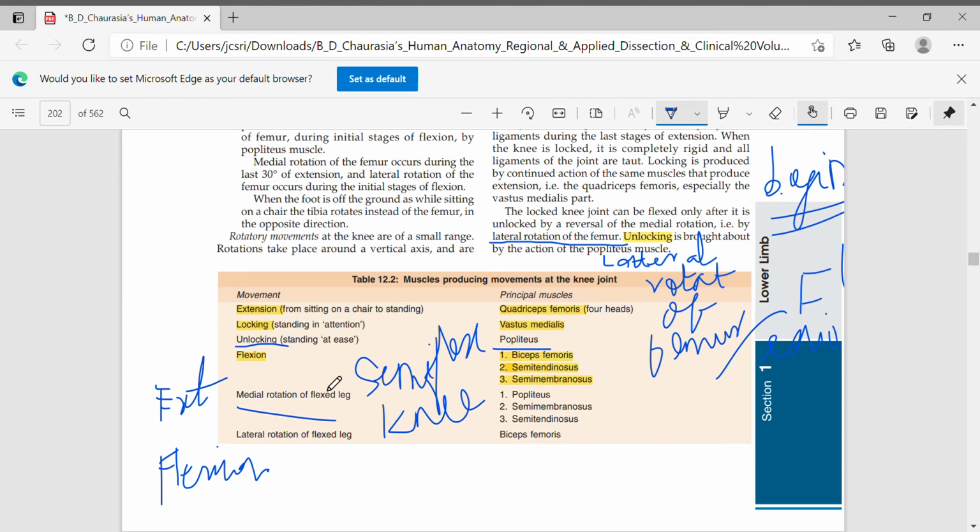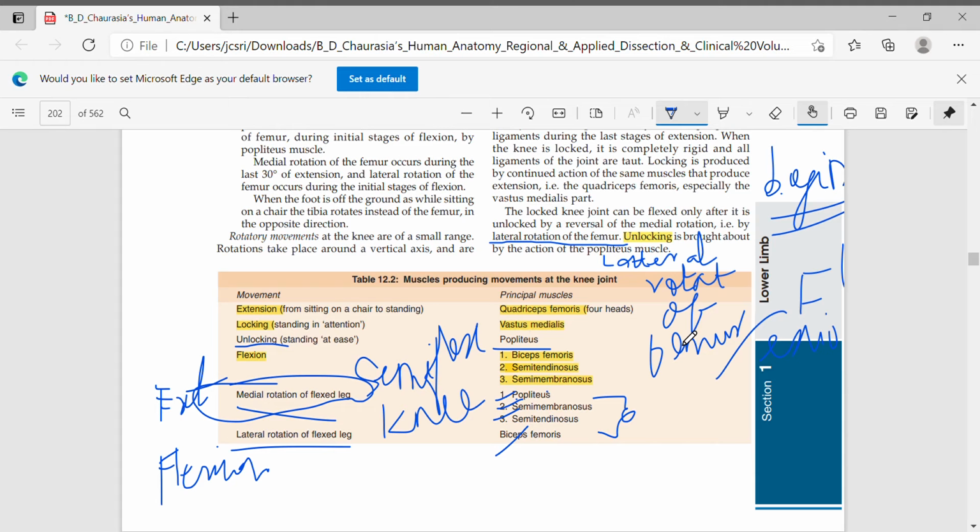The medial rotation is brought about by the popliteus muscle, semitendinosus and semimembranosus, whereas the lateral rotation is done by the biceps femoris. So two muscles of the hamstring are in the medial rotation, whereas one is in the lateral rotation, and the popliteus in the unlocking is in the medial rotation also. For locking you have the vastus medialis. These are the movements you have to know in the knee joint.